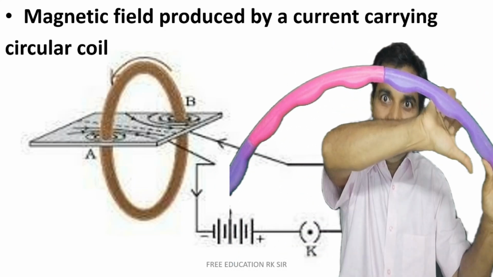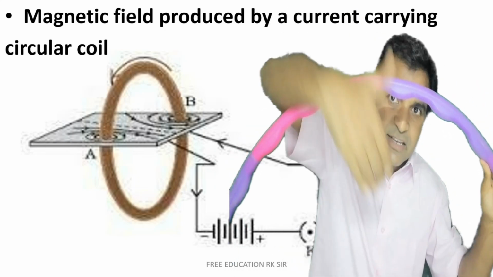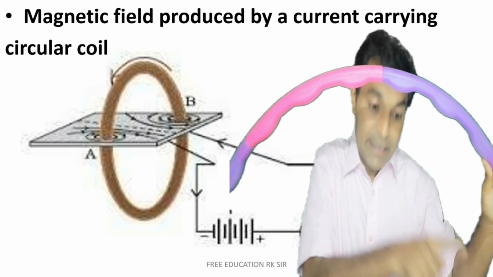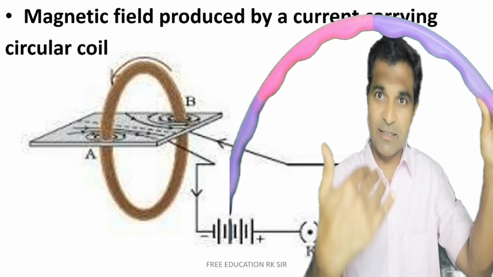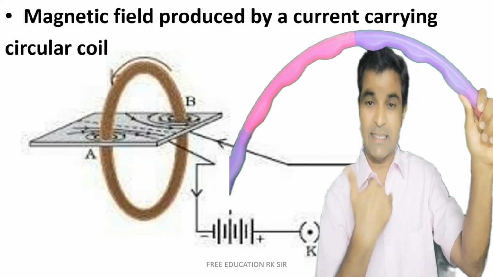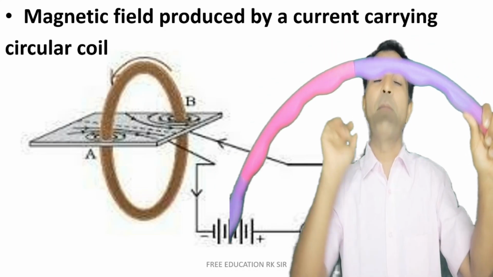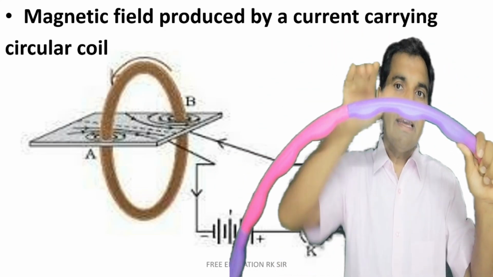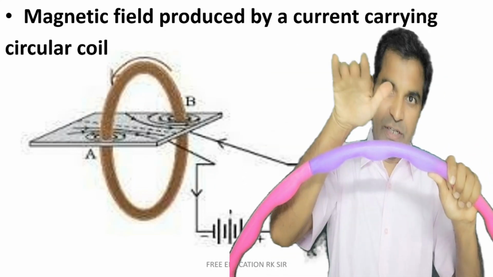If this is the direction of current, then the direction of magnetic lines of force inside the coil is coming towards me, coming inside, coming towards me. But what about the outer periphery? It is coming out, right?